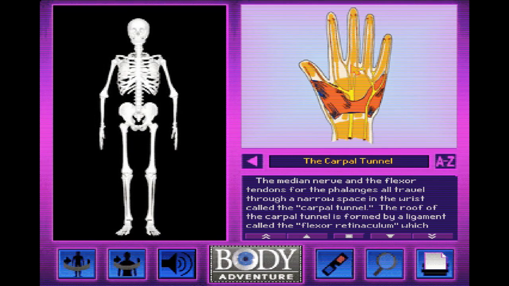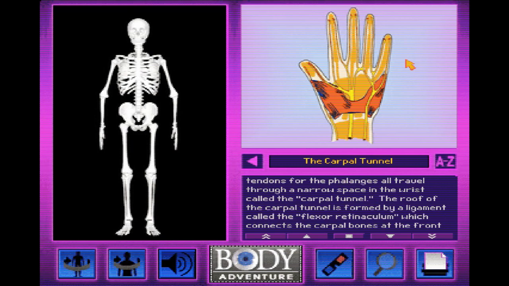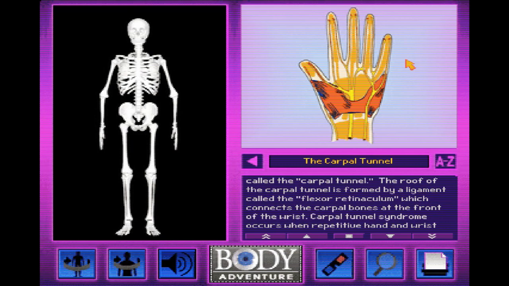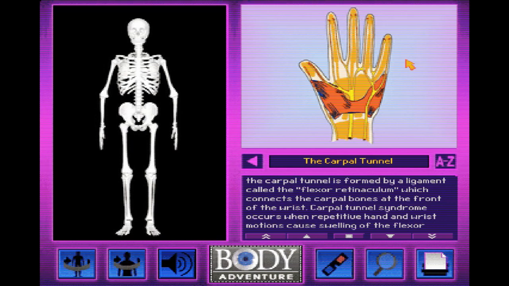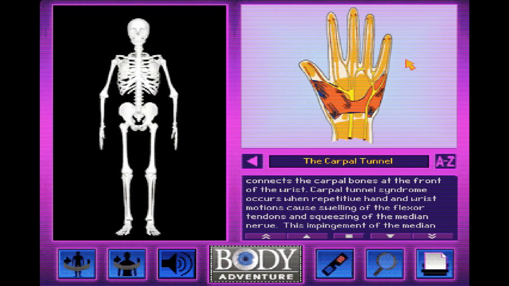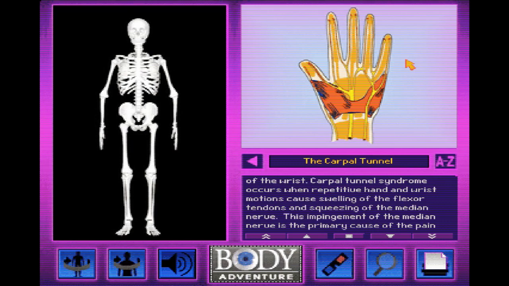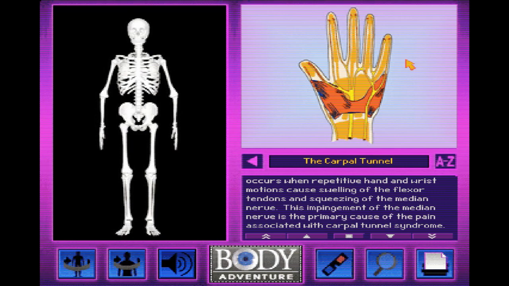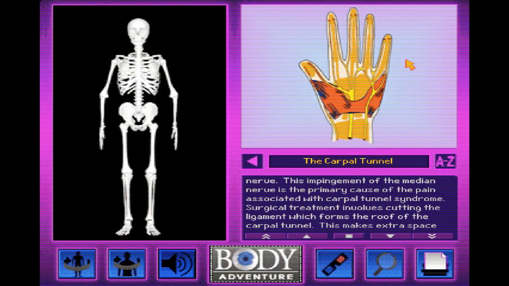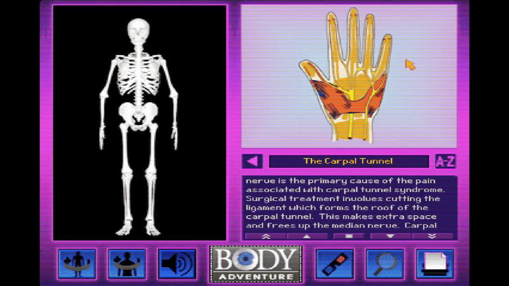The carpal tunnel. The median nerve and the flexor tendons for the phalanges all travel through a narrow space in the wrist called the carpal tunnel. The roof of the carpal tunnel is formed by a ligament called the flexor retinaculum, which connects the carpal bones at the front of the wrist. Carpal tunnel syndrome occurs when repetitive hand and wrist motions cause swelling of the flexor tendons and squeezing of the median nerve. This impingement of the median nerve is the primary cause of the pain associated with carpal tunnel syndrome.